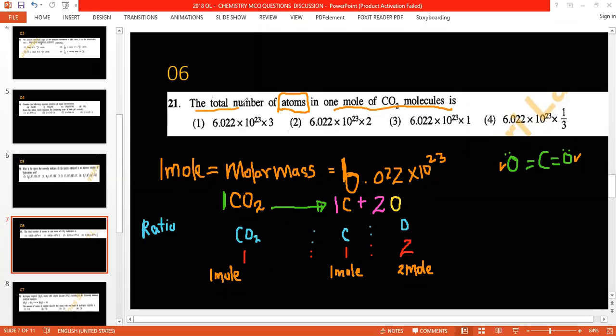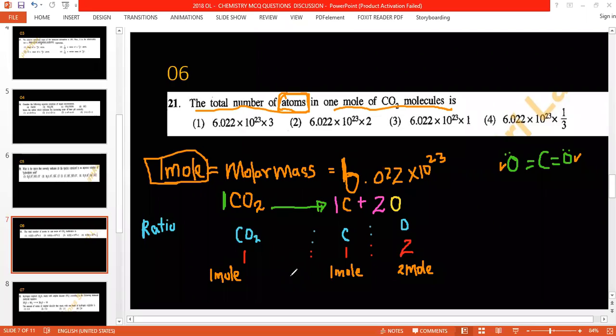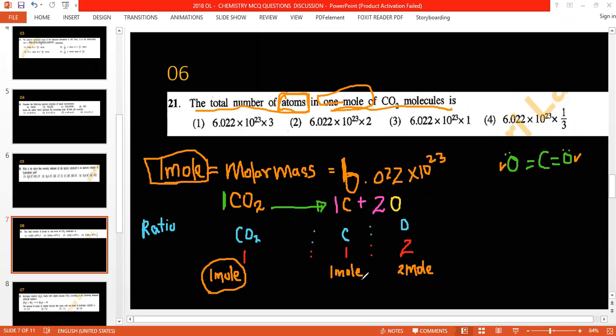The question asks the total number of atoms. The atoms are asked, not the moles. So you must know in 1 mole, how many atoms here? 3 atoms. So if it's 1 mole of carbon dioxide, how many atoms here? If they ask carbon, then the answer would be 1 mole of carbon and 2 mole of oxygen.